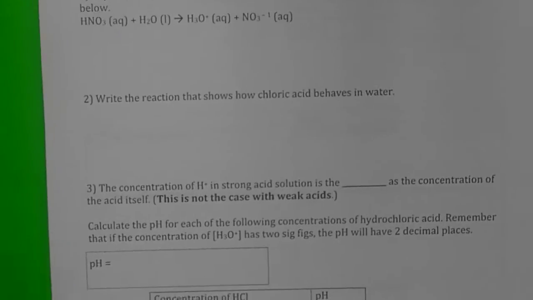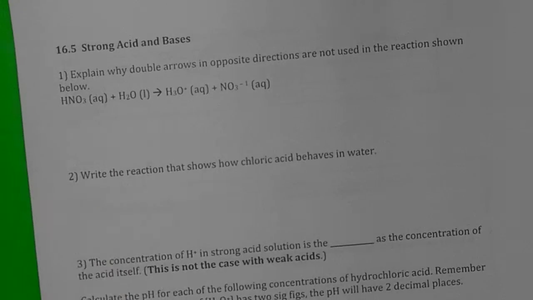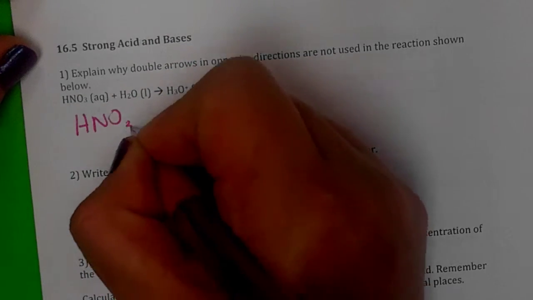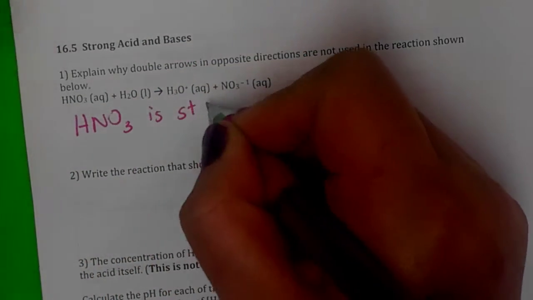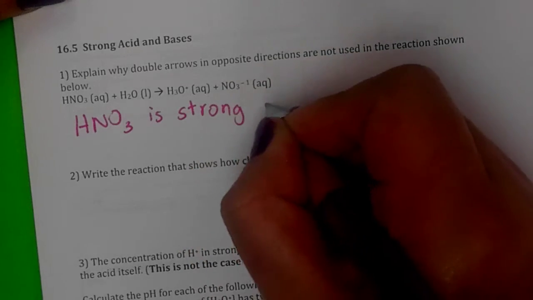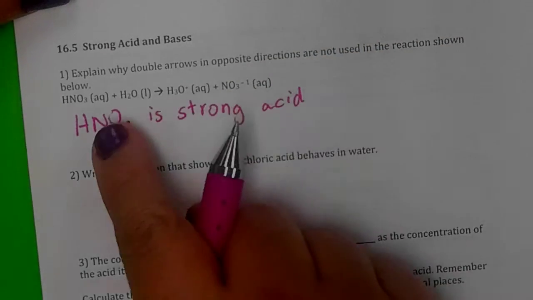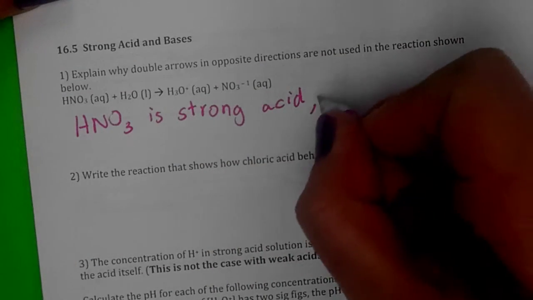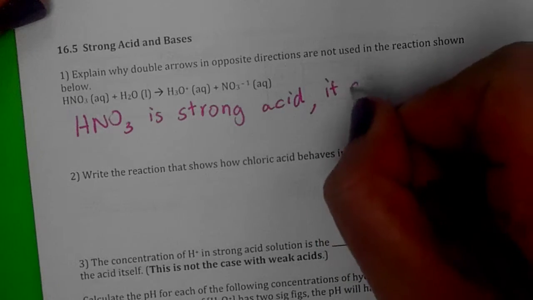16.5, so that's a new package. All right, so let's take a look. We're going to try to explain this here. Why are double arrows in opposite directions not used in the reaction shown below? Yeah, because HNO3 is a strong acid. What about a strong acid means we don't need the double arrow? There you go, that's the word we're looking for. It's not enough to just say this. You want to explain what a strong acid is. That means it dissociates completely, right?